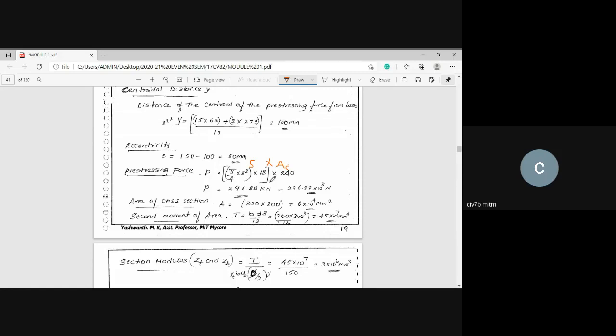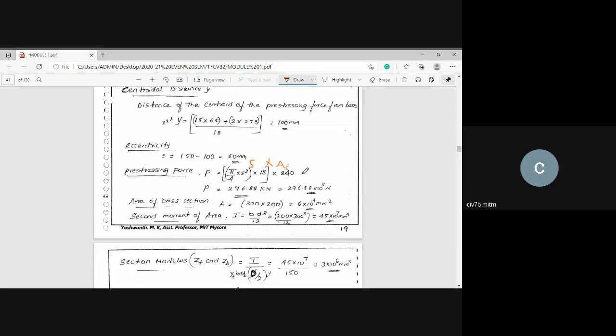Please note down this. There is a lot of difference between area of cable and area of section. In a hurry, you might substitute the area of section. So please note down this. Whenever you are going to calculate the pre-stressing force, it is nothing but stress multiplied by the area of cable. So let me know what that stress is.